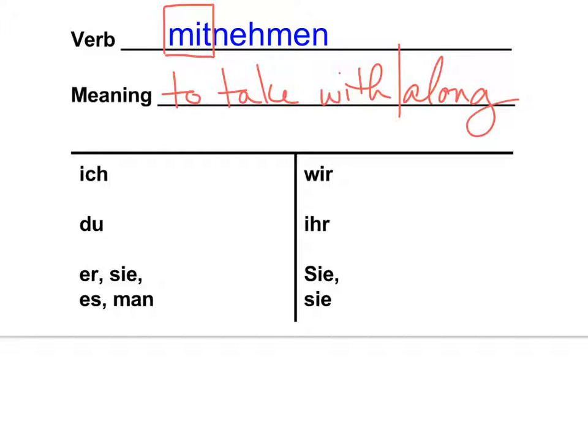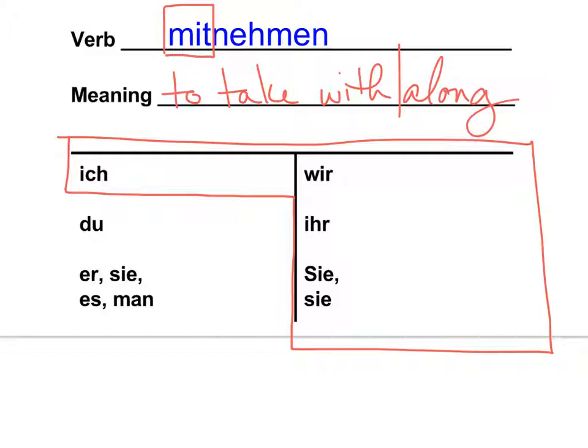Now this one is irregular. But we've got the shape of Oklahoma, which means that it's okay. So it conjugates normally for all the things in the Oklahoma. So how do you conjugate nehmen for ich? Nehme. And then what do we need? Mit. Okay, so ich nehme mit.